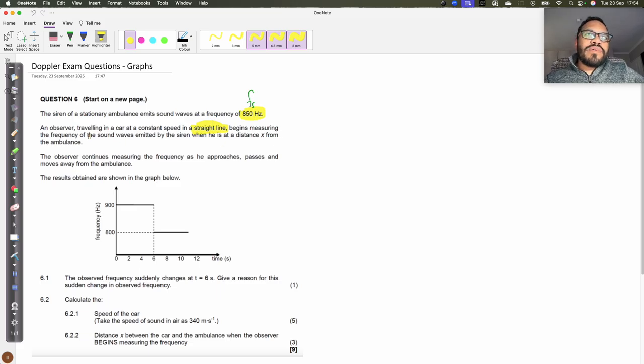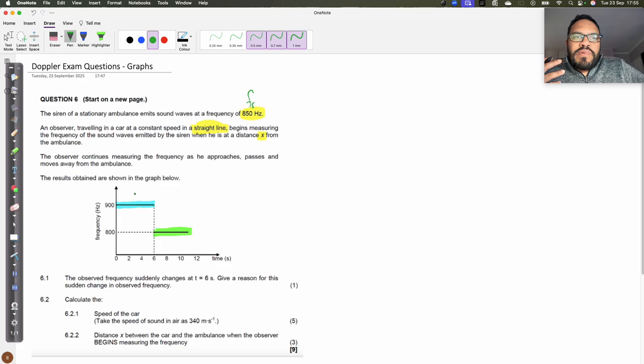Begins measuring the frequency of the sound waves emitted by the siren when he is at a distance x from the ambulance. Okay, so at 0 he's at a distance x. The observer continues measuring the frequency as he approaches, he passes, and he moves away from the ambulance. The results obtained are shown in the graph below, and there you can see the frequency. Initially the frequency is 900, then the frequency becomes 800. So if we take this first part, you see the frequency is 900, and then after 6 seconds the frequency becomes 800.